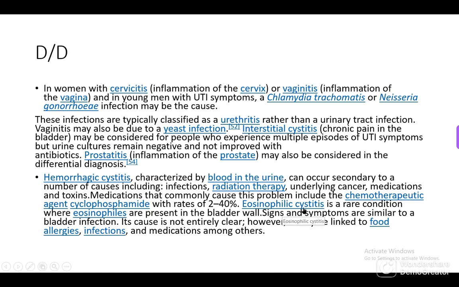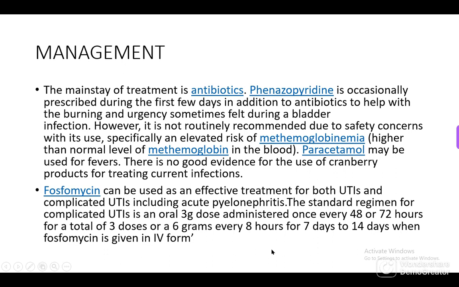Another condition is eosinophilic cystitis, where eosinophils are present, eosinophiluria is there. Signs and symptoms are similar to the bladder infection. Another condition which causes eosinophiluria is interstitial nephritis or analgesic nephropathy. Other than that, hypereosinophilic syndrome can also cause eosinophiluria. The cause of eosinophilic cystitis is not known, but may be linked to food allergies or infections or medication, among others. The mainstay of the treatment is antibiotics, as you know, you have to give the antibiotics.